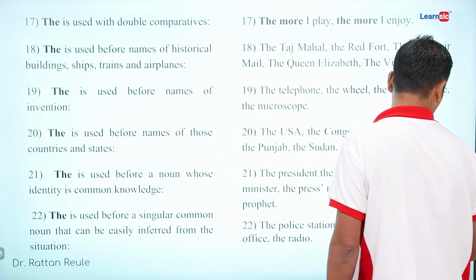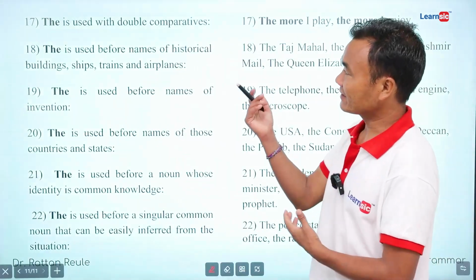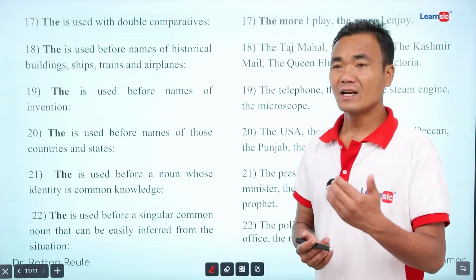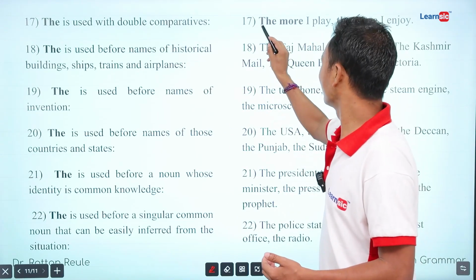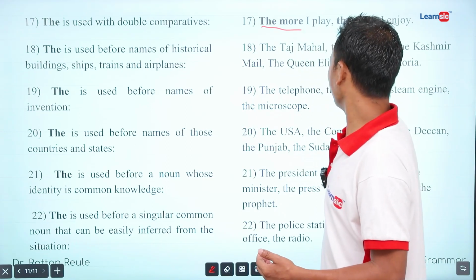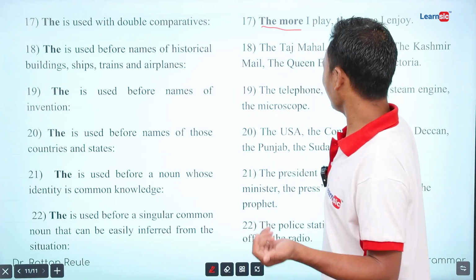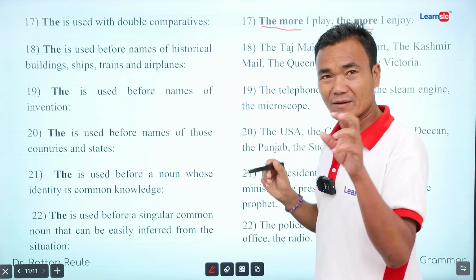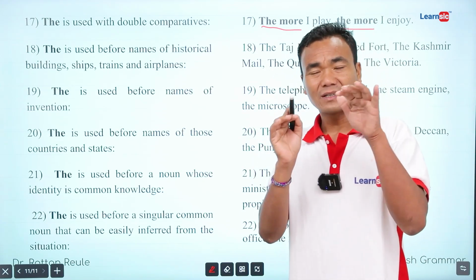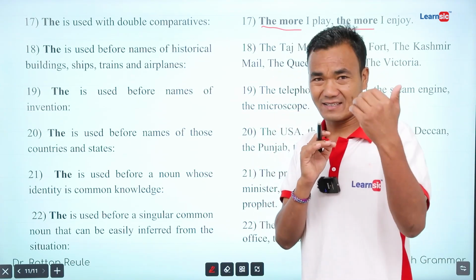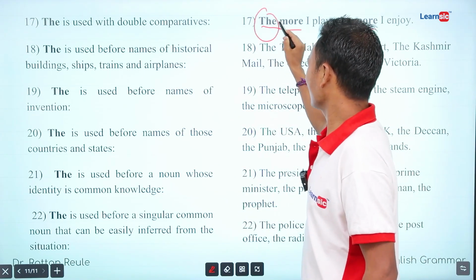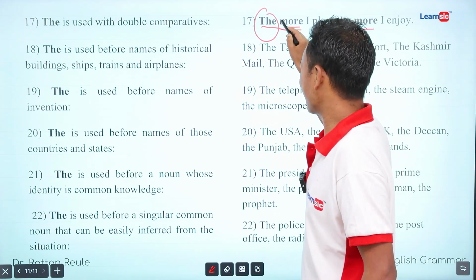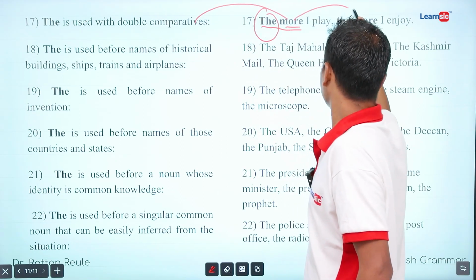Here you can see the example, "the" is used with double comparatives. A double comparative is like this: the more I play, the more I enjoy. So there is a double comparison. There are two comparisons in a sentence. Therefore, we are using the article before the comparative degree. This is called a comparative degree, right? The more and the more.